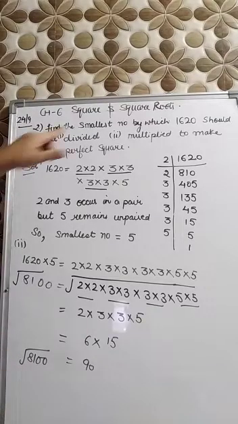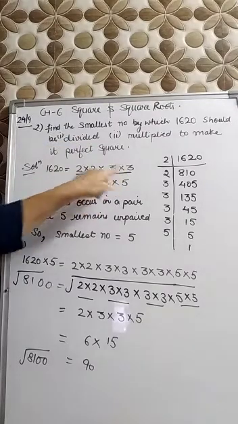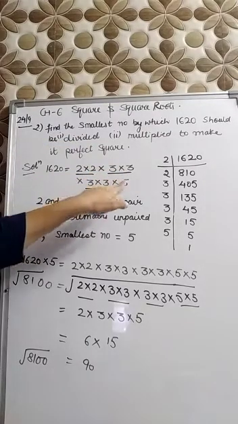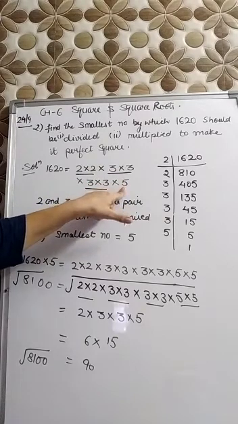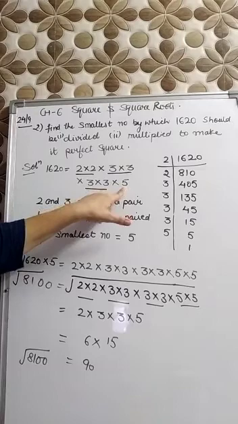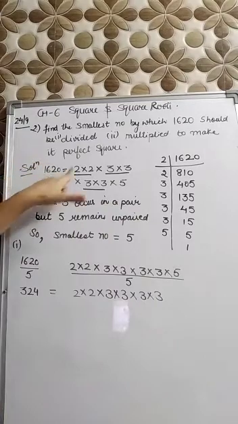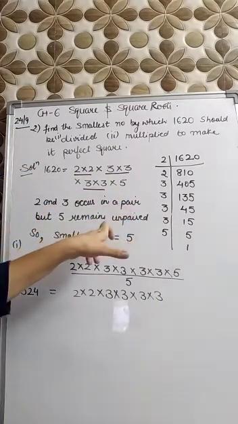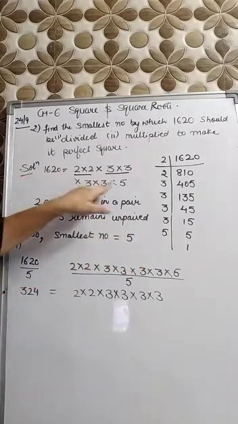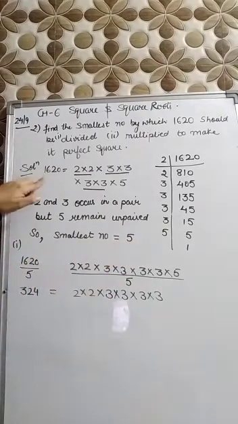If you want to do the first part, for this you can see that 2 and 3 occur in pairs, but 5 remains unpaired. So better to remove this 5 to make it a perfect square number. So for the first part, the above section will be the same. You will factorize this and write that 2 and 3 occur in pairs, but 5 remains unpaired. So the smallest number is again 5, to get it divided. So divide both sides.